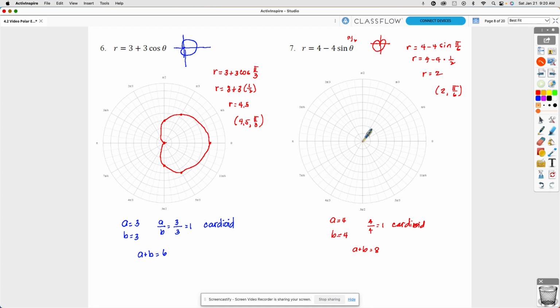Okay, so let's plot these points. We have the pole, and then 8 units down, and then your intercepts are at 4, so we count 4 left and right. 1 2 3 4, 1 2 3 4, and we have the point 2, pi over 6. This is our pi over 6. It's equal to 2, and it's reflected over the other side right here. So we have got this cardioid.